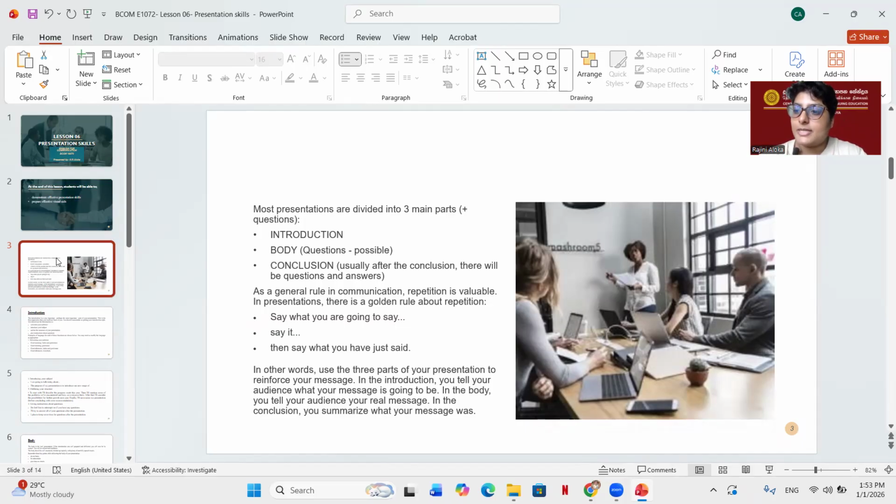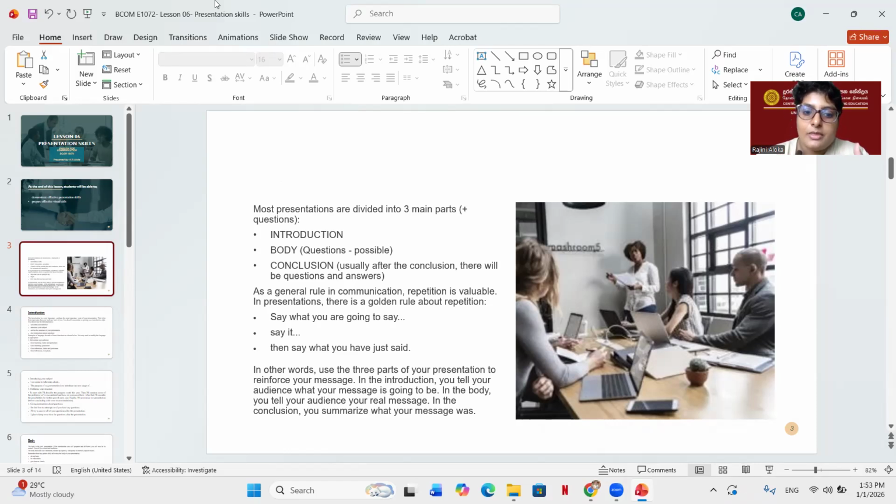When it comes to a presentation, there are 3 main parts. In a presentation, you should have an introduction, the body, and the conclusion. As a general rule in communication, repetition is valuable. In a presentation, people, most of the time, listen to this for the first time. So for someone to get the main ideas, repetition is key.